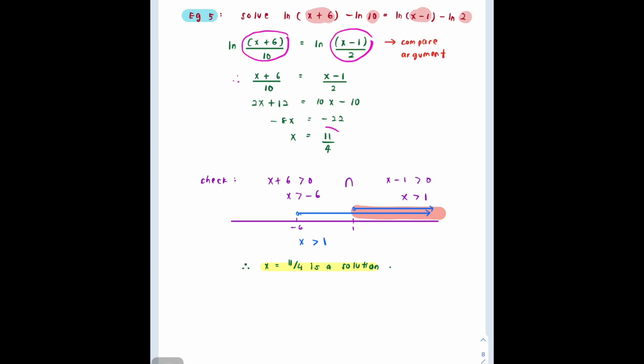So is 11 over 4 more than 1? 11 over 4 is obviously more than 1. If you don't know the value, just press your calculator. What is the answer for 11 over 4? The value is somewhere here. Then you can conclude that x equal to 11 over 4 is a solution.